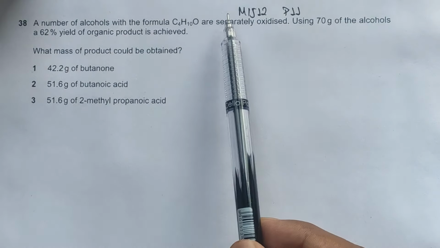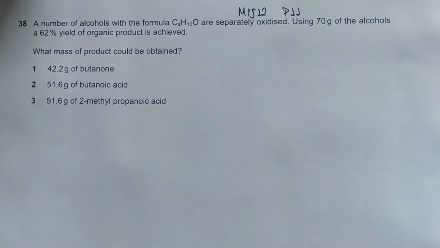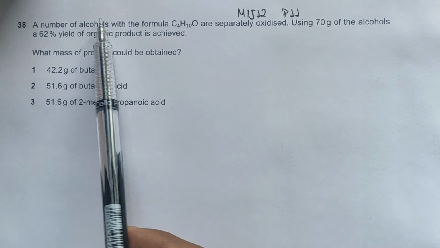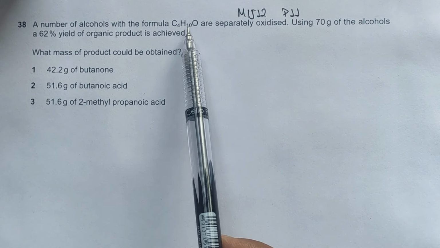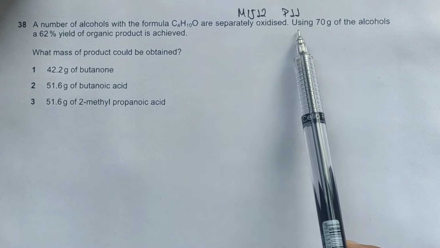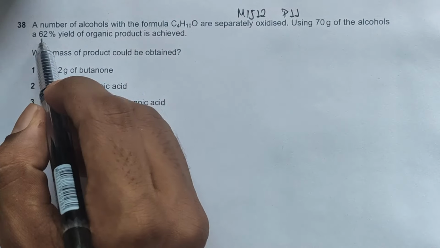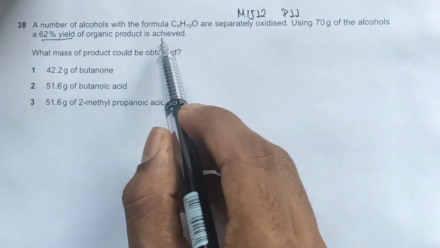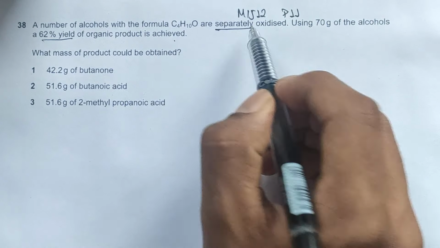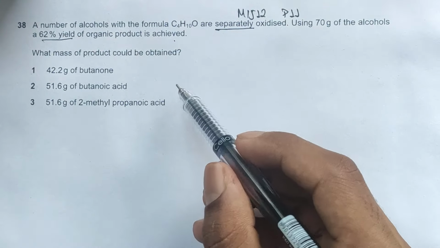Hello everyone, this is a June 12 question, paper 1-1, and the question number is 38. The question reads, a number of alcohols with the formula C4H10O are separately oxidized. Using 70 gram of the alcohols, a 62% yield of organic product is achieved. We also underline the word separately. What mass of product could be obtained?